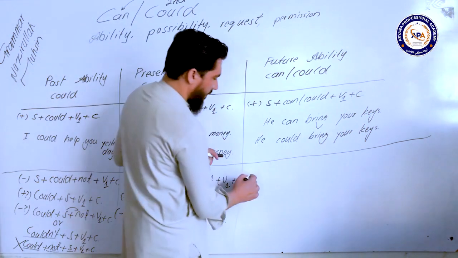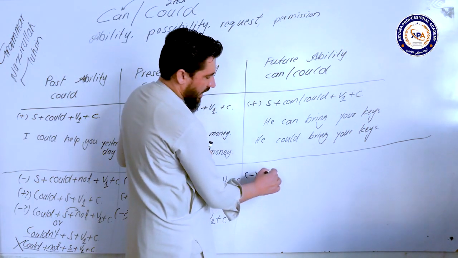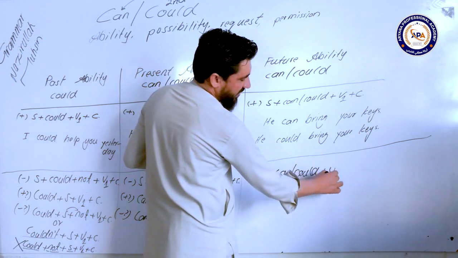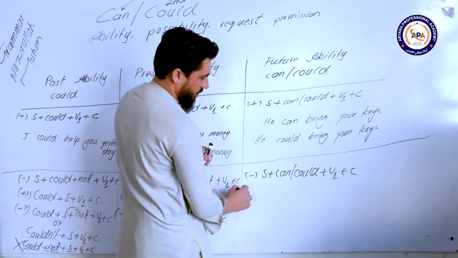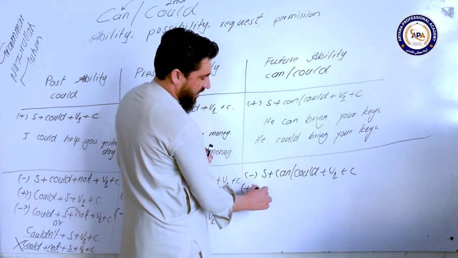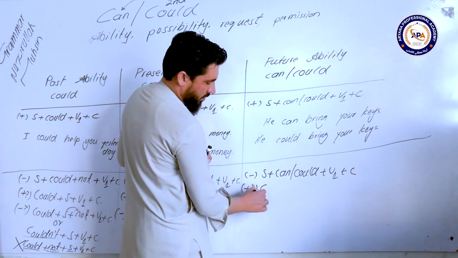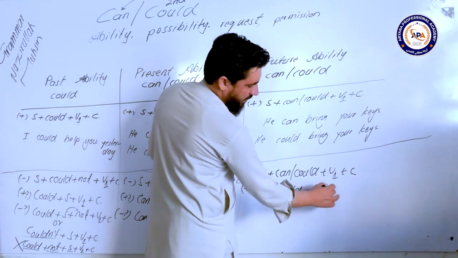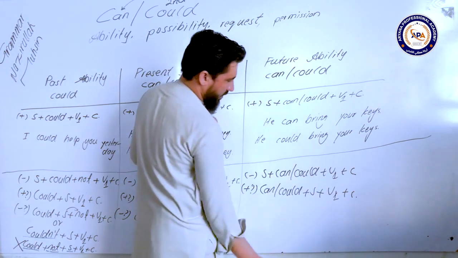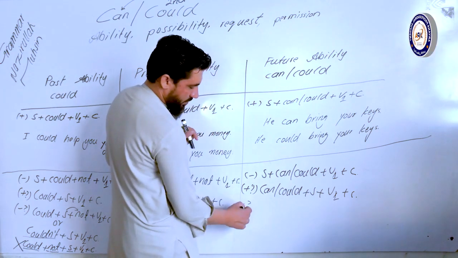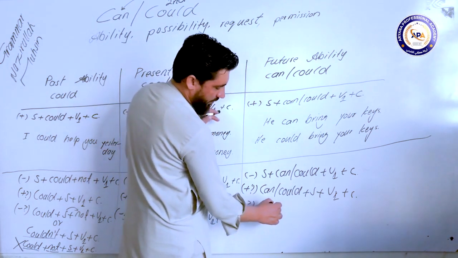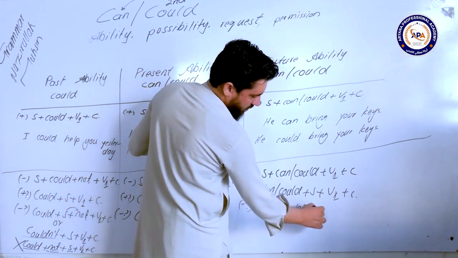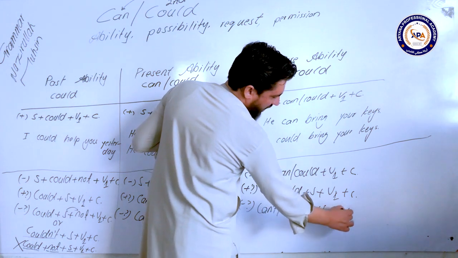In the future, again we have the same structures. Can, could plus base form of the verb plus complement. In a positive interrogative, we use can or could at the beginning, then subject, base form of the verb, and then complement. And in a negative interrogative, we use can't or couldn't plus subject plus verb plus complement.